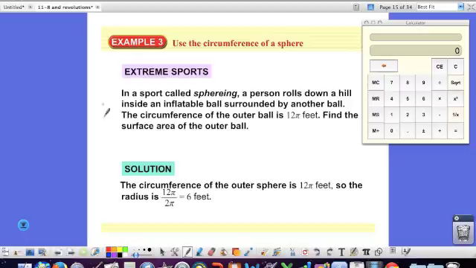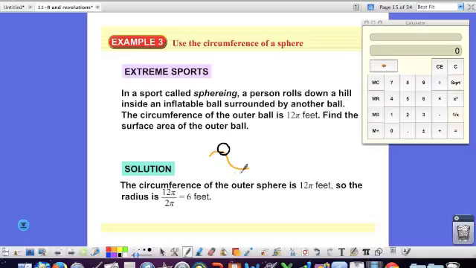So once again, we're going to roll. I need to picture this. You have a hill. Let's draw it in color. And you are going to roll in a ball inside another ball down a hill. The outer ball has a circumference of 12 feet. Find the surface area of the outer ball.